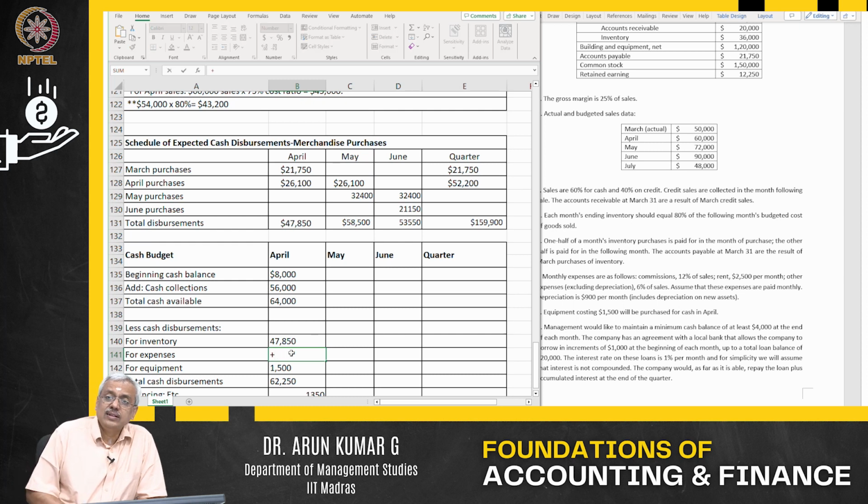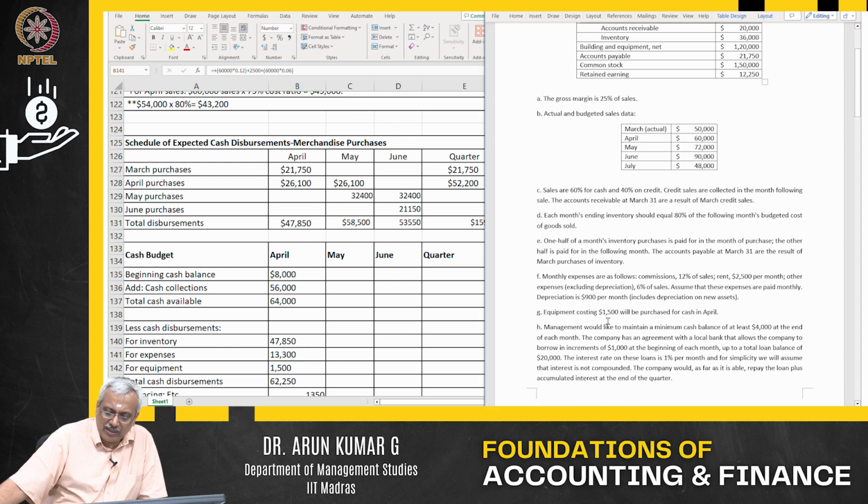I'll just verify it. What is the sale? 60,000 is the sale out there, into 0.12. That is what we see as the first tranche of expense in the form of commission, plus 2,500, plus another 60,000 into 0.06, that is basically for other expenses. Sir, you have not included depreciation. Yes, I have not included depreciation because depreciation is a non-cash expenditure. Here we are preparing a cash budget. So that is 13,300, and that's what they had basically got out there.